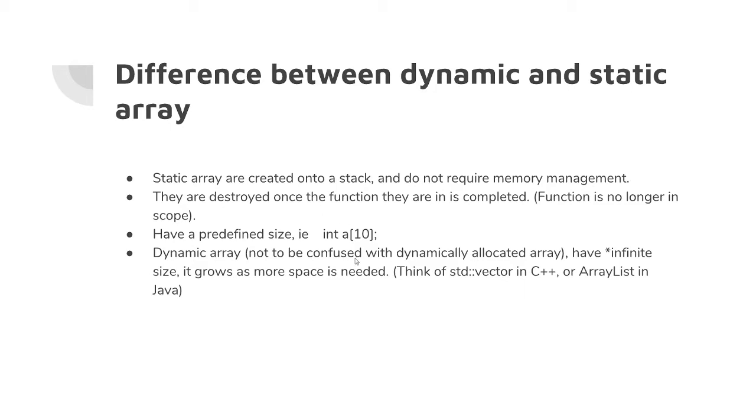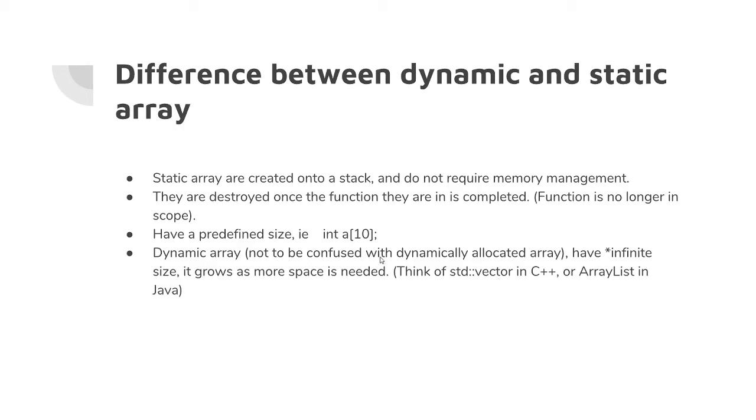Now, with a dynamic array, and I have here not to be confused with a dynamically allocated array, has an infinite size. And I put a little asterisk here because it's infinite in terms of how much computer memory you have. If you run out of memory, then obviously the array can't grow any larger. And the array grows as more space is needed. And you could think of the vector class in C++ or the array list in Java.